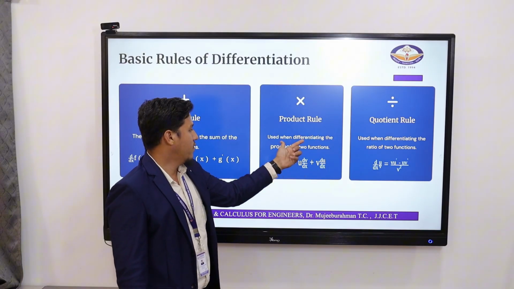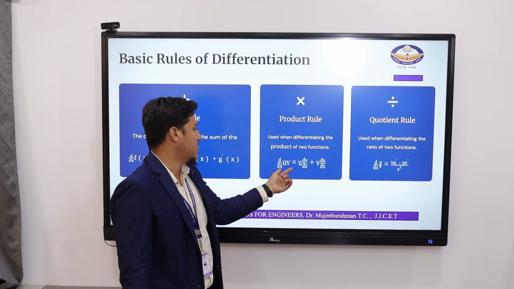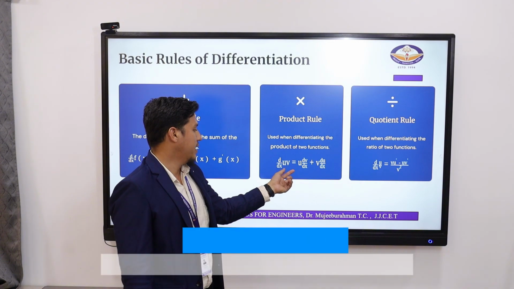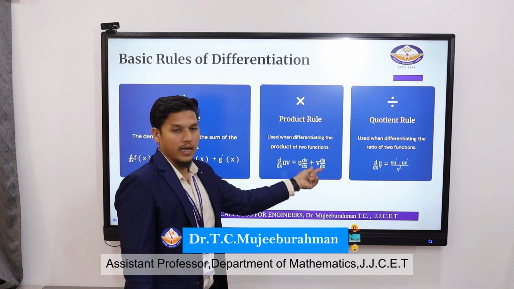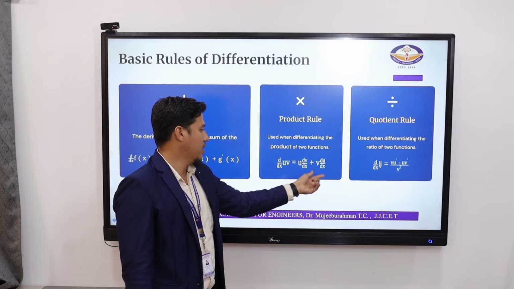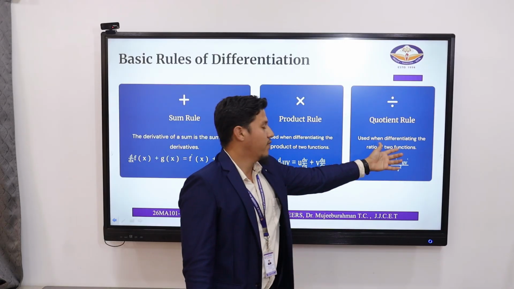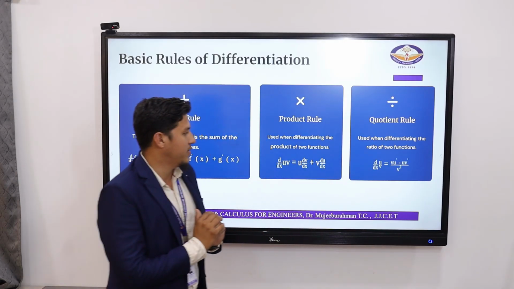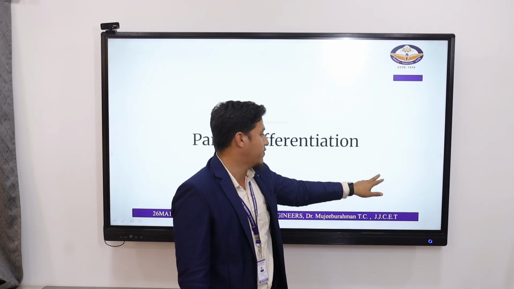Now product rule, when we are going to differentiate two functions that are in multiplication. When we are differentiating uv, where u is a function and v is another function, you differentiate by keeping u and taking the derivative of v, plus v into the derivative of u. Next is the quotient rule, for when the two functions are in division, like differentiation of u by v, where u and v are separate functions.